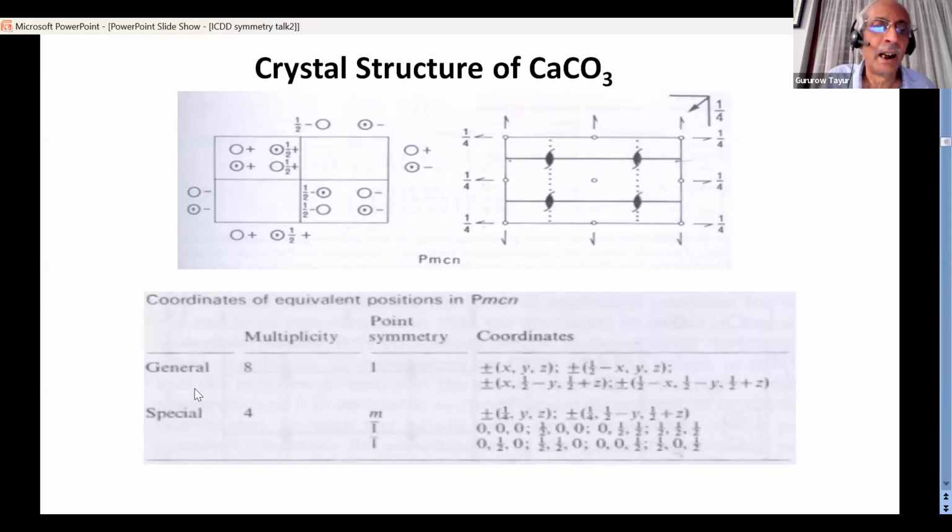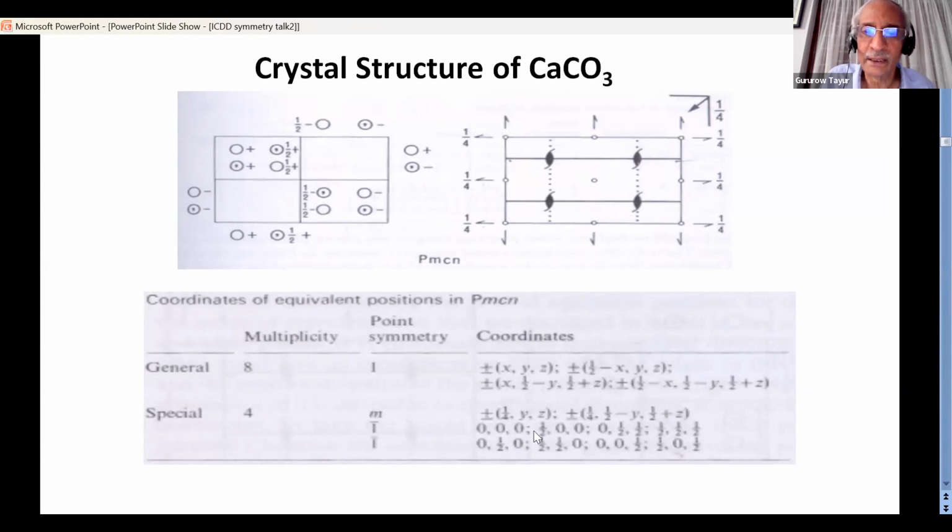These positions generally have a multiplicity which is different from the general position. The multiplicity means the total number of equivalent points, in this case 8, and it reduces to 4 when the object is associated with a mirror. It reduces to 1 bar symmetry, that is the center of symmetry, when it is associated with 0, 0, 0 and 0, half, 0. You see that there are 4 sets of equivalences which come in here, which actually carry the space group information PMCN.